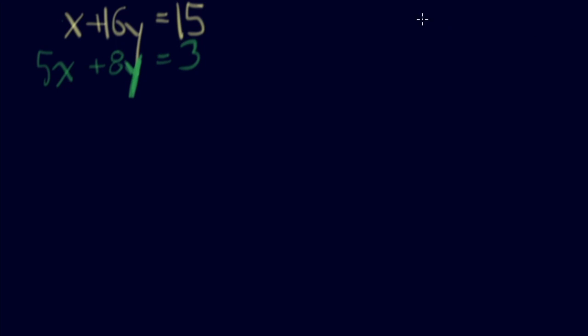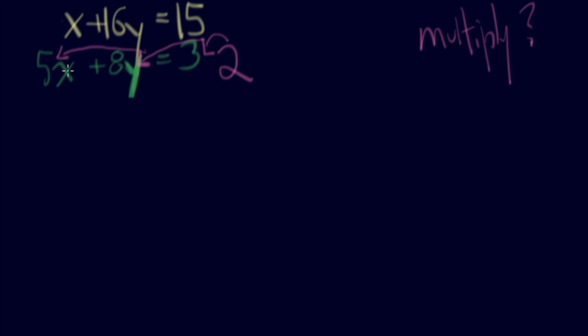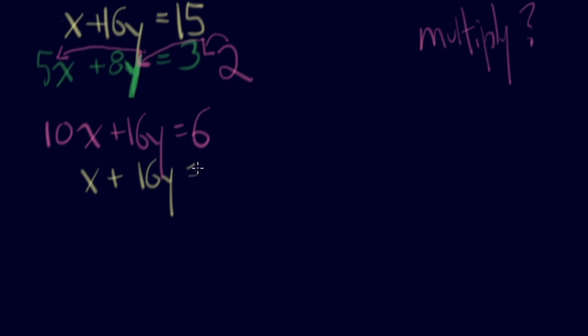Ask yourself, could you multiply one of the equations to make the coefficient the same? Well, hopefully you're saying, if I multiplied this whole thing by 2, everything by 2, then, fancy that, I would have the y's being exactly the same. So if I multiplied this all by 2, I would have 10x plus 16y equals 6. And my other equation, remember, was x plus 16y equals 15.